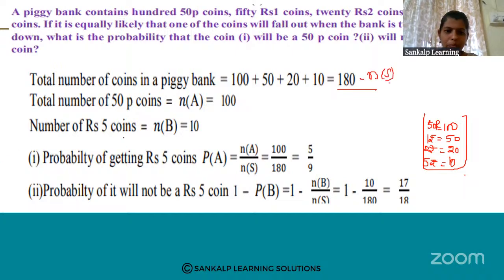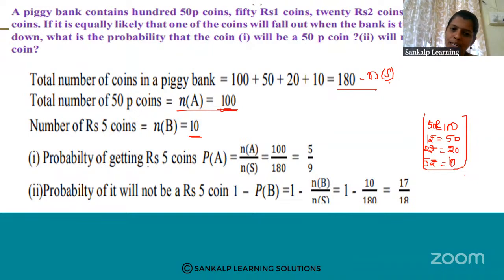Number of 50 paisa coins. How many 50 paisa coins are there in the piggy box? That is 100. So this is n of A, the favorable outcome. Number of 5 rupees coins is 10. How many 5 rupees coins are there? Only 10. So there are 100 fifty paisa coins and 10 five rupee coins.